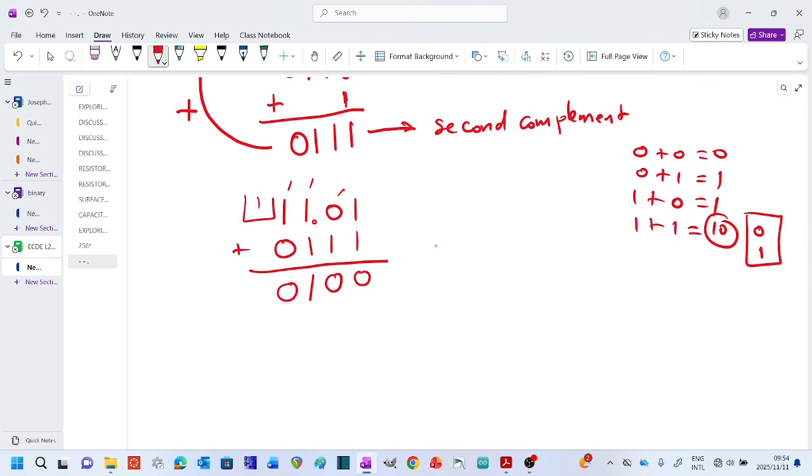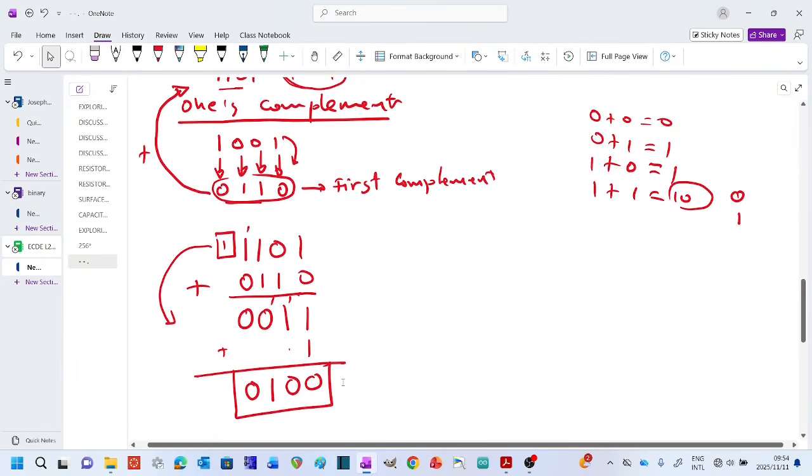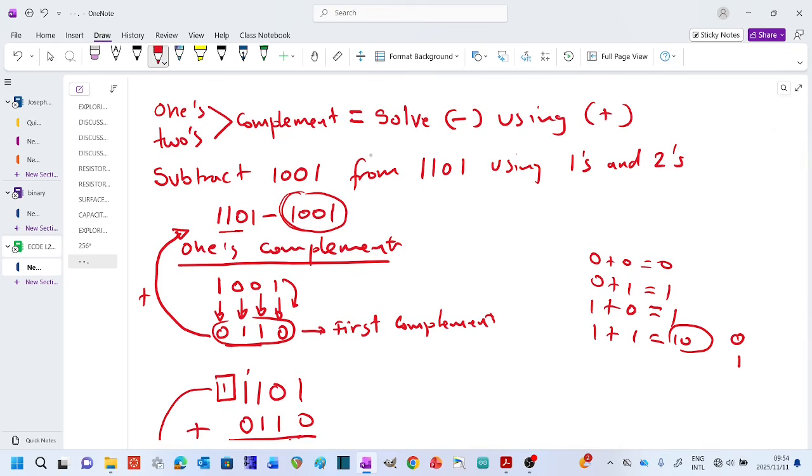Now here's the magic that happens with 2's complement. In 2's complement, you just have to ignore the last carry. Ignore it, so it doesn't count. Just leave it. So your final answer is this one. If you check, you're going to see that it's the same answer that we obtained when doing 1's complement. As we said, 1's and 2's complement are just methods used to solve subtraction problems using addition. You're going to obtain the same answer.